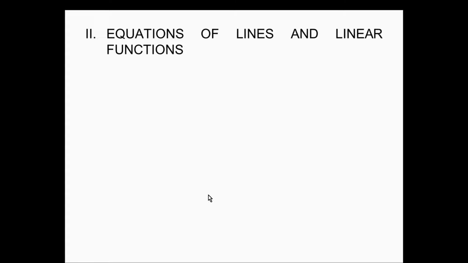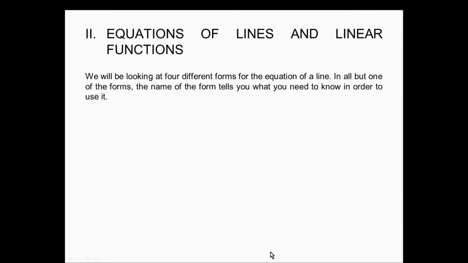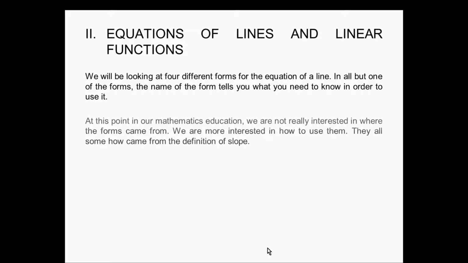Equations of lines and linear functions. Remember, all non-vertical lines are in fact functions. So we will be looking at 4 different forms for the equation of a line. In all but one of the forms, the name of the form tells you what you need to know in order to use it. At this point in our mathematics education, we're not really interested in where the forms came from. We're more interested in how to use them. But in case you are wondering, they all somehow came from the definition of slope.